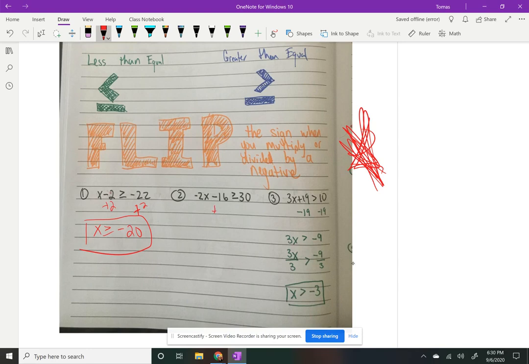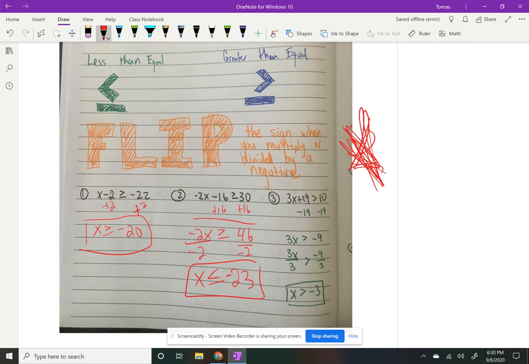Now let's take number two, for instance. We add 16 to both sides. Okay, we get 46. But now we still need to get x by itself, so we divide by negative 2, divide by negative 2. Now, because we divided by negative 2, we have to flip the sign. So now we get, well, sorry, negative 23.